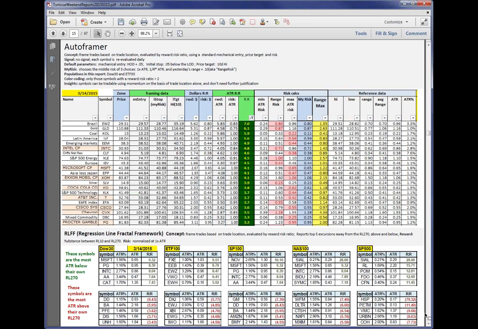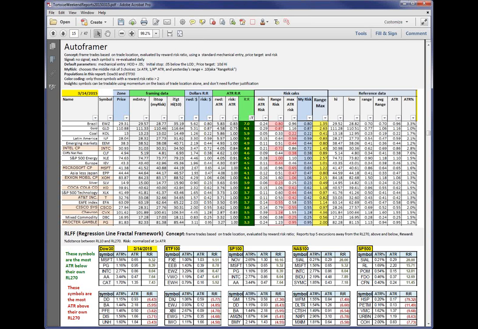Here's some auto framer and RLFF stuff for us to look at. I want to look at Brazil, emerging markets, Cliff. We've got to keep looking at Cliff before that thing gets delisted. It has just been absolutely hammered. We're going to look at Microsoft. That's been a play of the day.